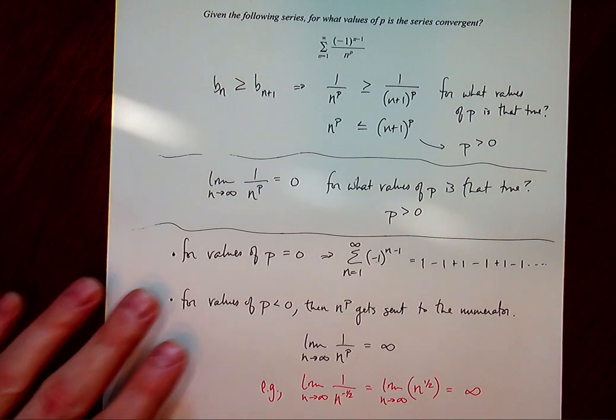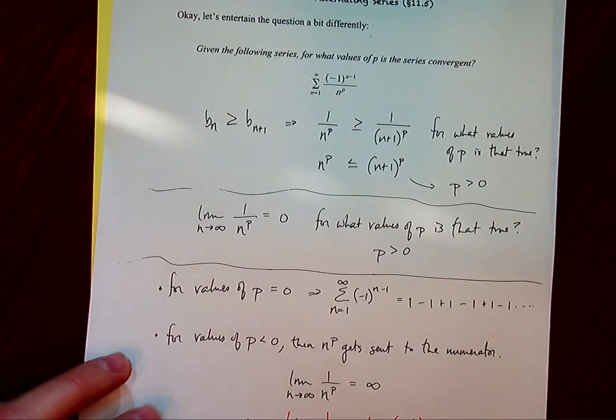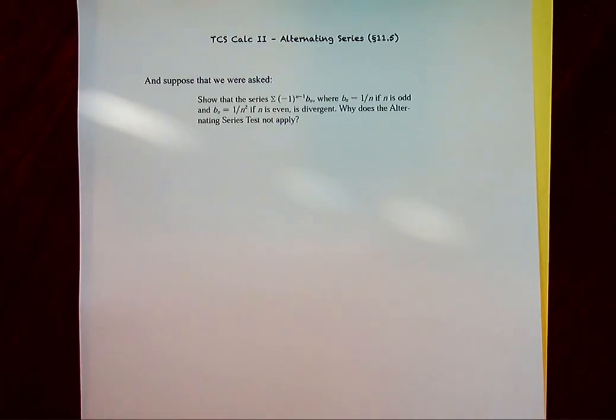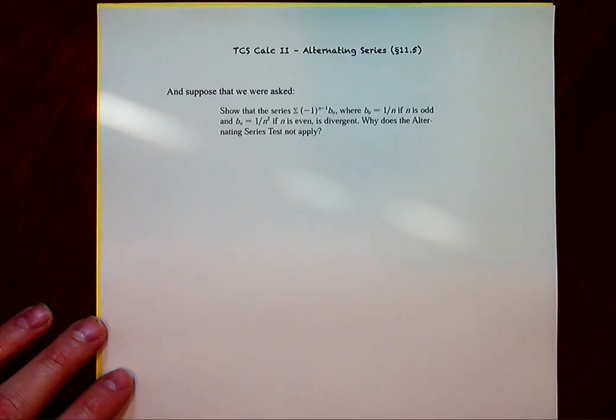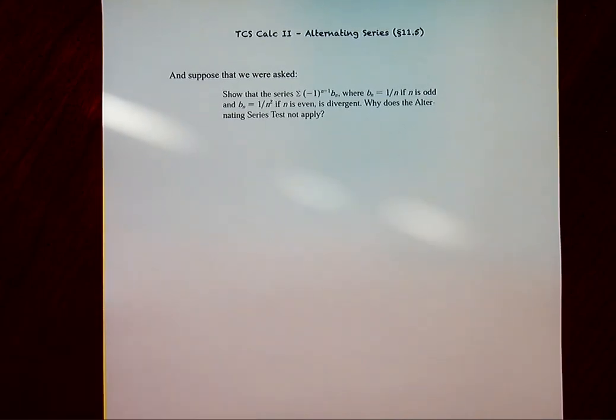Alrighty, let's go ahead and look at one more problem before we discuss alternating series, their approximation, and how we can calculate the error for those approximations. Let's say that we are given the series of -1 to the n minus 1 b sub n, where b sub n is 1 over n if n is odd. So the odd terms in the series wind up looking like 1 over n, and b sub n is equal to 1 over n squared if n is even. Show that the series is divergent.